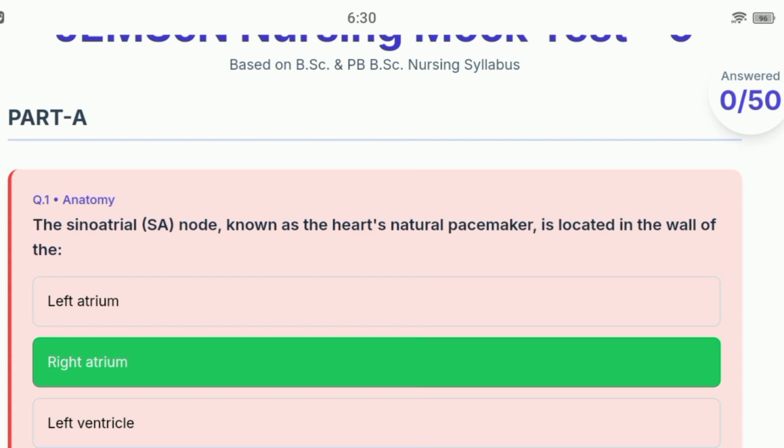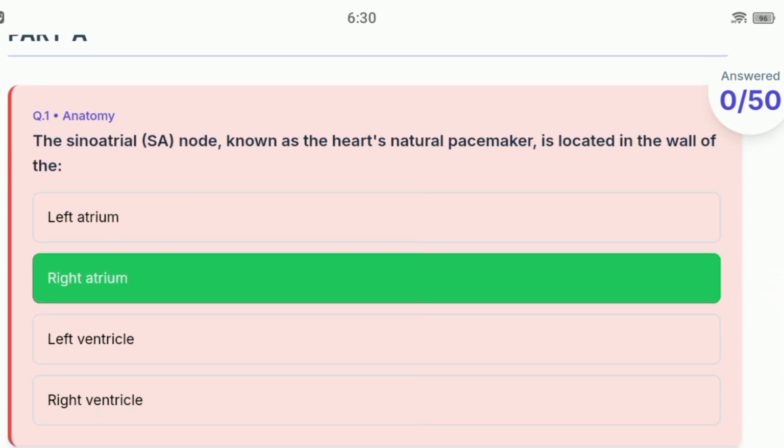The sinoatrial node, known as the heart's natural pacemaker, is located in the wall of the: options are A. Left atrium, B. Right atrium, C. Left ventricle, D. Right ventricle. So the correct answer is B. Right atrium.